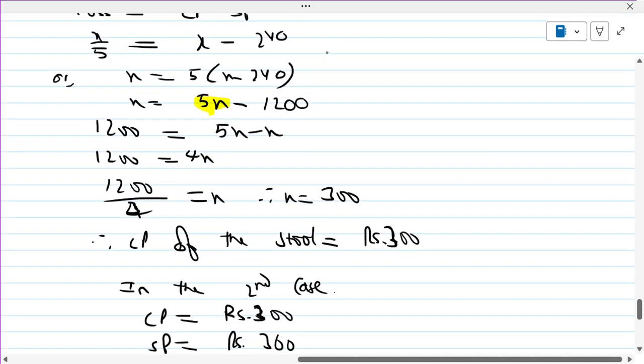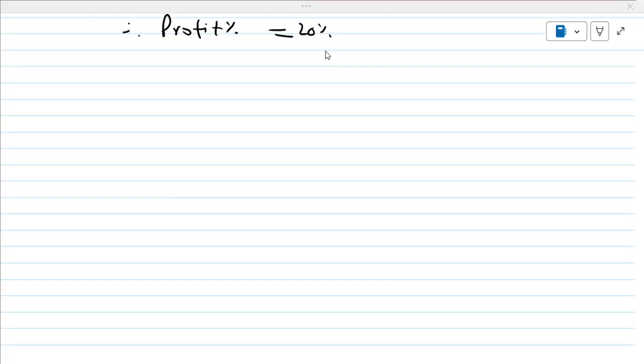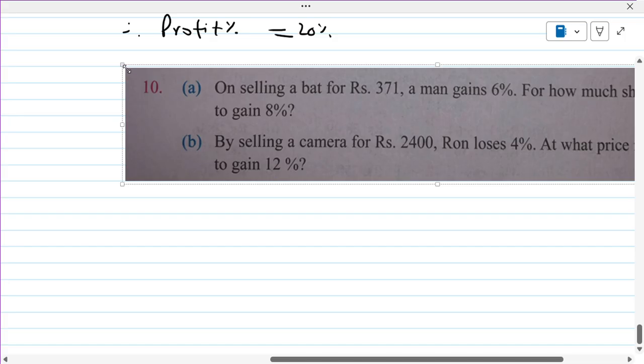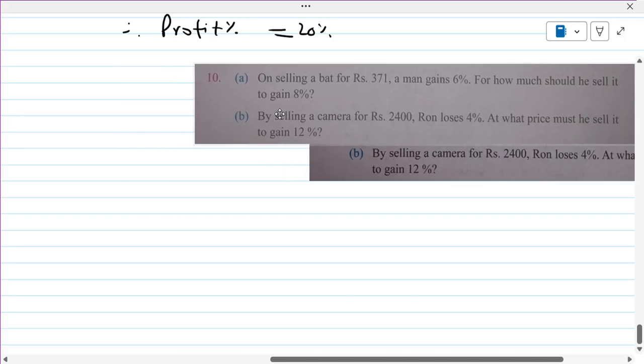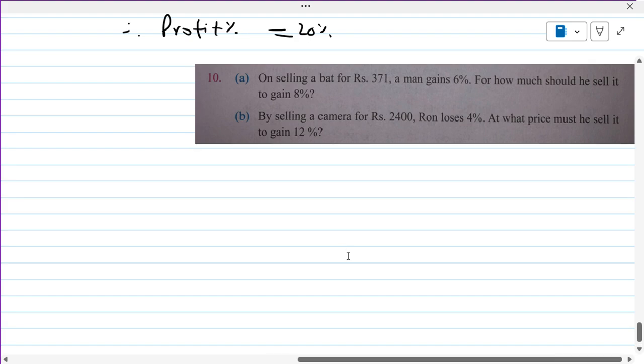Now I go from number 9 to number 10. So in number 10, part A, let's see first. On selling a bat for rupees 371, a man gains 6%. So that's the first condition, where one person is selling a bat for 371 and gaining 6%.